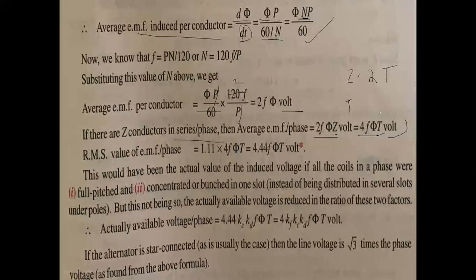Now I have to convert in terms of phases. So per phase we have to take not the average value, we have to take the RMS value. So actually the RMS value will be the average multiplied by 1.11 when you assume it is a sine wave. I am assuming that I am getting a sine wave as output. So I am multiplying the average value by 1.11, the form factor, to get the RMS value. Because RMS value is equal to form factor into average value, right? So form factor is 1.11 for sine wave, 1.11 into 4 F 5 into T, that is equal to 4.44 F 5 into T volts.